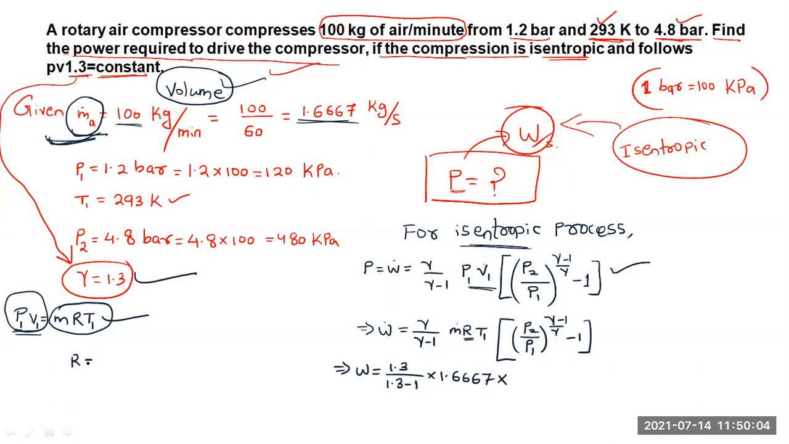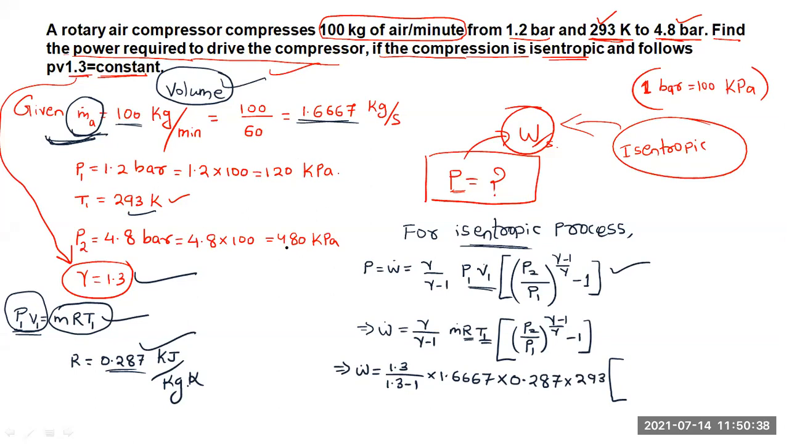1.667 into R. What is R? R is called the universal gas constant. The value of R is 0.287 kilojoules per kg Kelvin. The R value we take in kilojoules only, so that power or work done we will get in kilowatt. Into T1, which is 293 Kelvin.